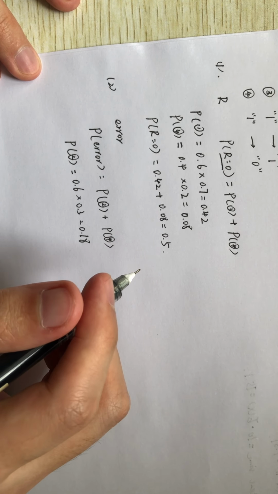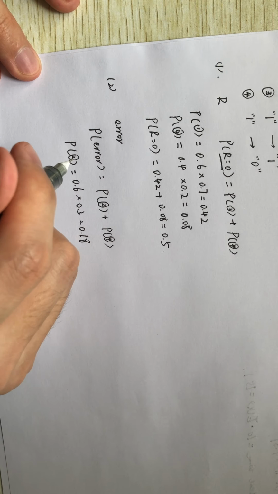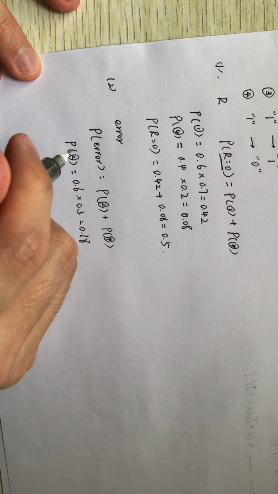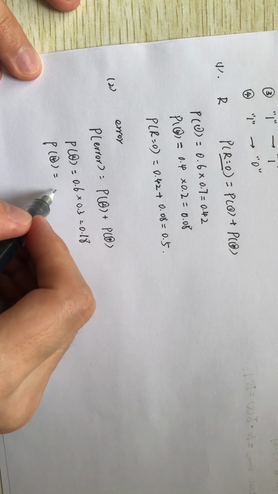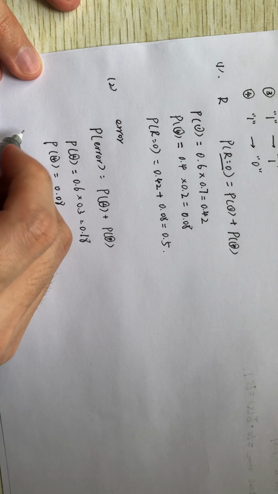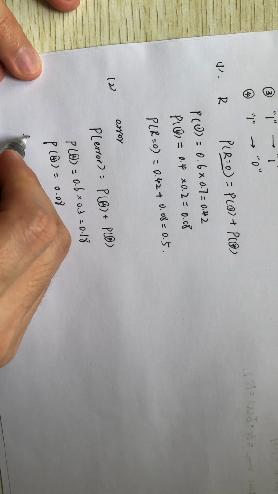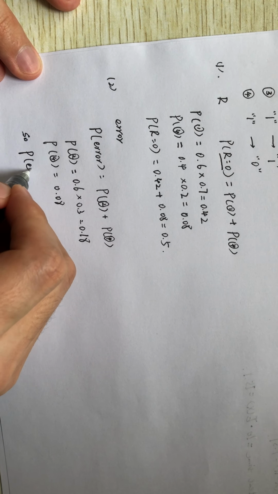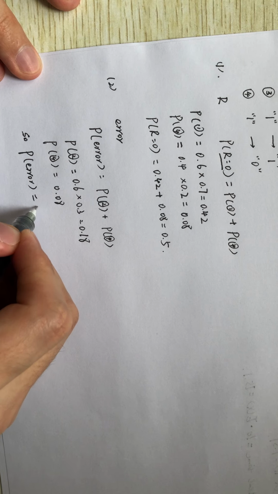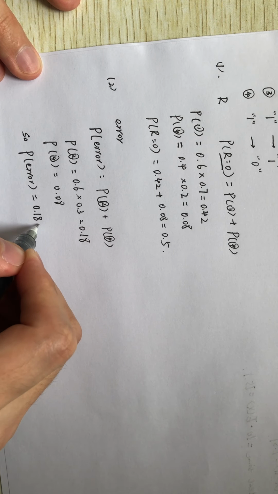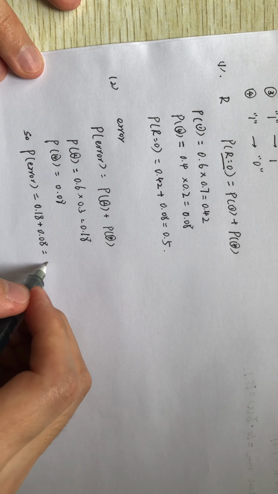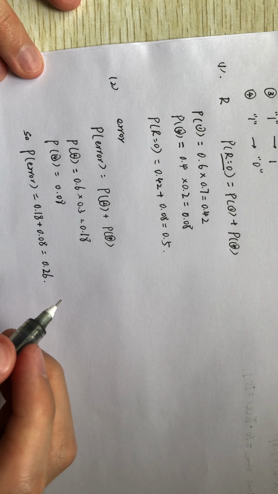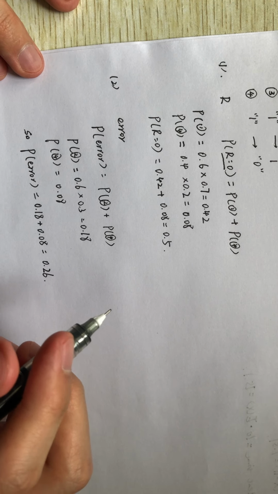From the first question, we know that the probability of the fourth circumstance is P4 equals 0.08. So the probability of an error is P(error) equals 0.18 plus 0.08, and the result is 0.26. So this is the answer of the second question.